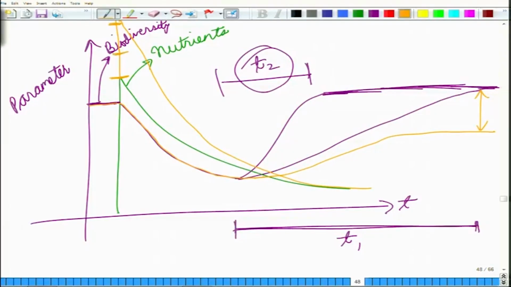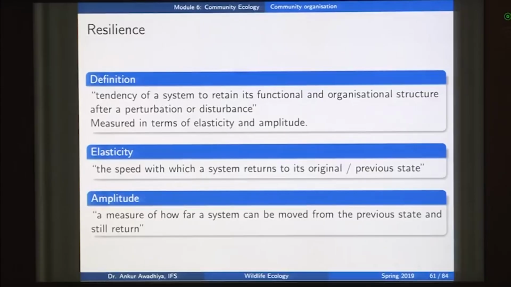So, what is the maximum value of disturbance that you can apply and still the system will be able to come back to the normal state? In this case, suppose it goes down and probably it is able to come back. So, what is this maximum level of disturbance that the community will be resilient to? That is measured by this term called amplitude: how far a system can be moved from the previous state and still return back.